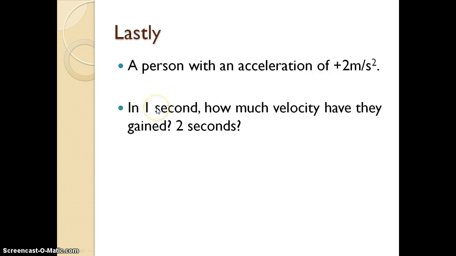So in 1 second, how much velocity did they gain? Well, their acceleration is 2 meters per second squared. So every second they gain 2 meters per second. So in 1 second they gain 2 meters per second. In 2 seconds they gain 2 meters per second plus 2 meters per second. They're now going 4 meters per second. Have they gotten faster? Of course. They're gaining this forward speed.